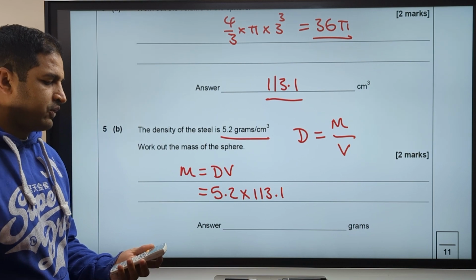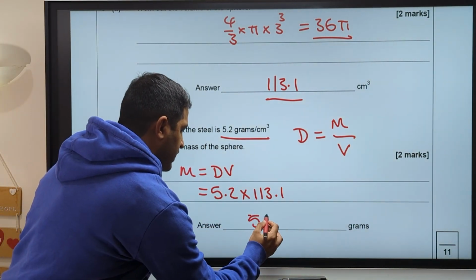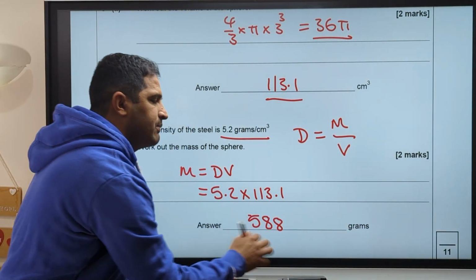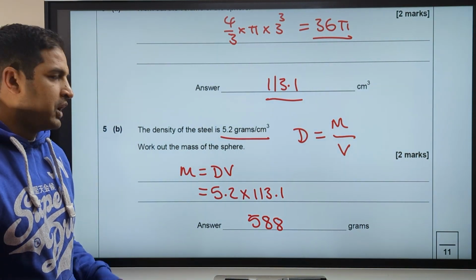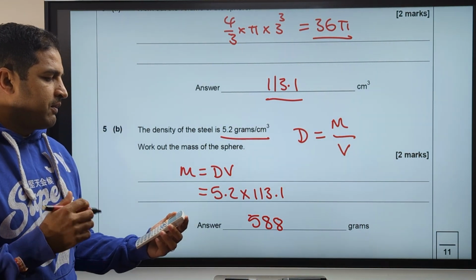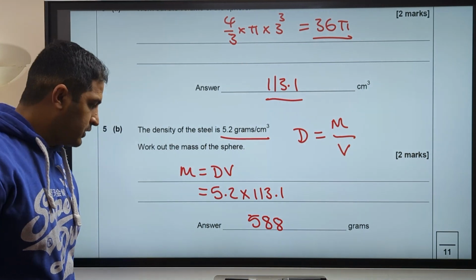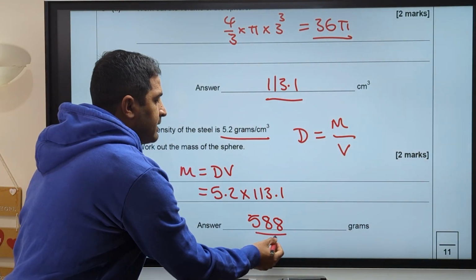And remember, it's a calculator paper. So I get 588 grams to the nearest gram. I'm not going to change it into 0.1. It will get 588.106. So I'll leave my answer at that.